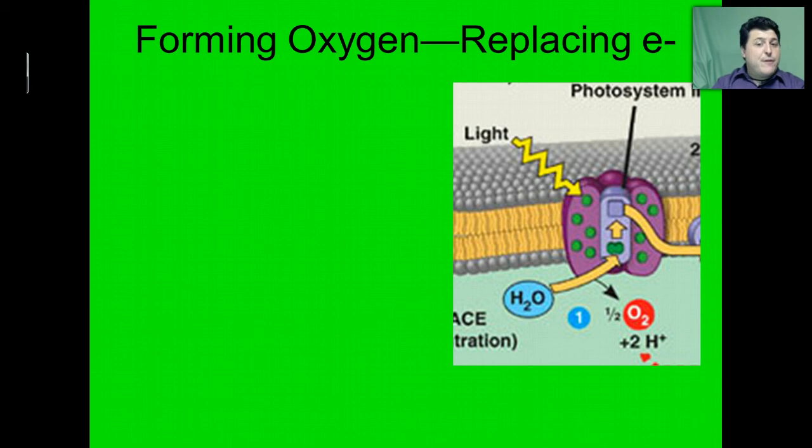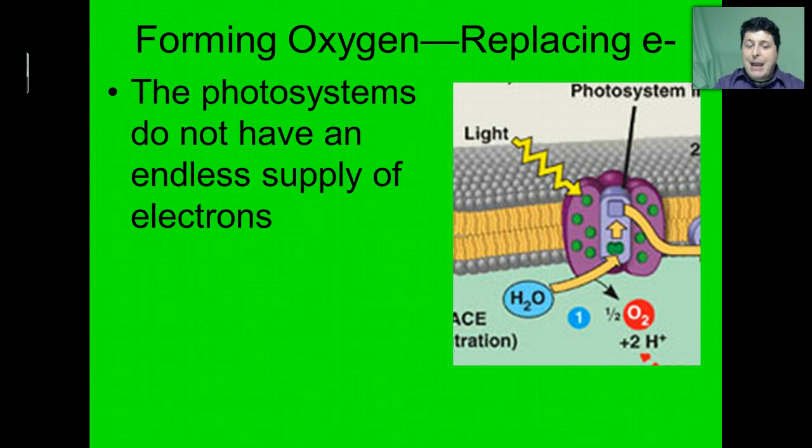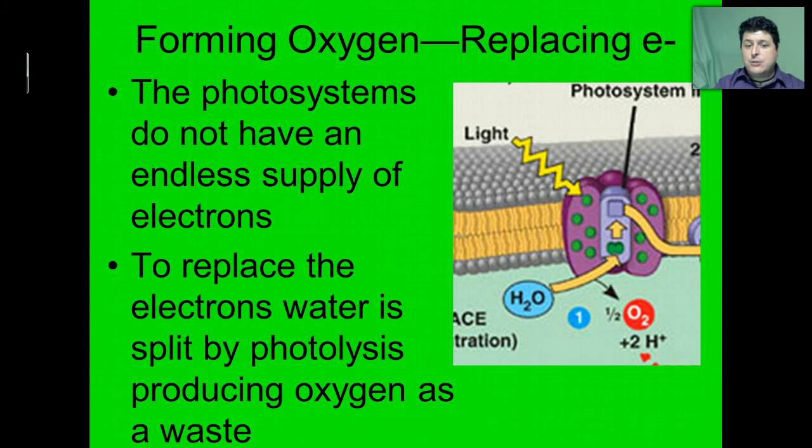Now, unfortunately, the photosystems don't have an endless supply of electrons. So what happens is that water is used to replace those electrons. A water molecule is going to be split using light, a process known as photolysis. When you split water, we're going to get some electrons that we can put back into the photosystem. We're going to have oxygen and then some protons, some H's, that we can send along with our electron carrier, that NADP, when it becomes NADPH.